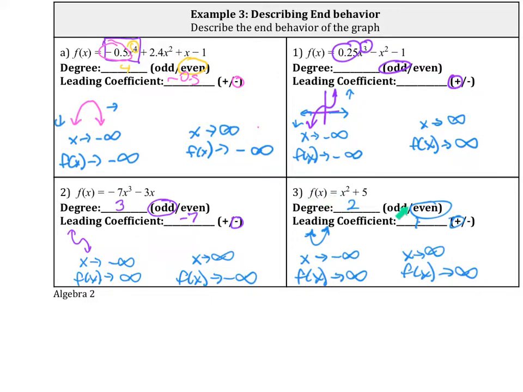For number 3, even, leading coefficient's positive. It's a parabola that opens up. So as x approaches negative infinity on this side, the y values approach positive infinity. But on the right, as x approaches positive infinity, the y values also approach positive infinity.